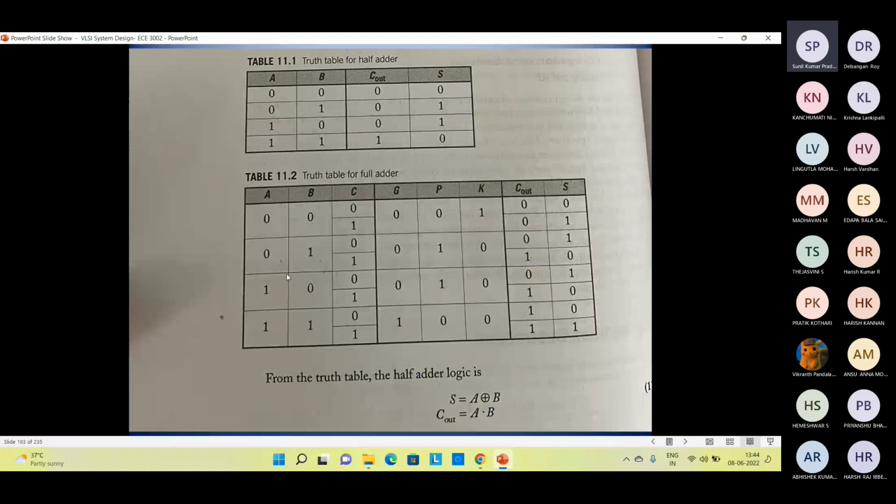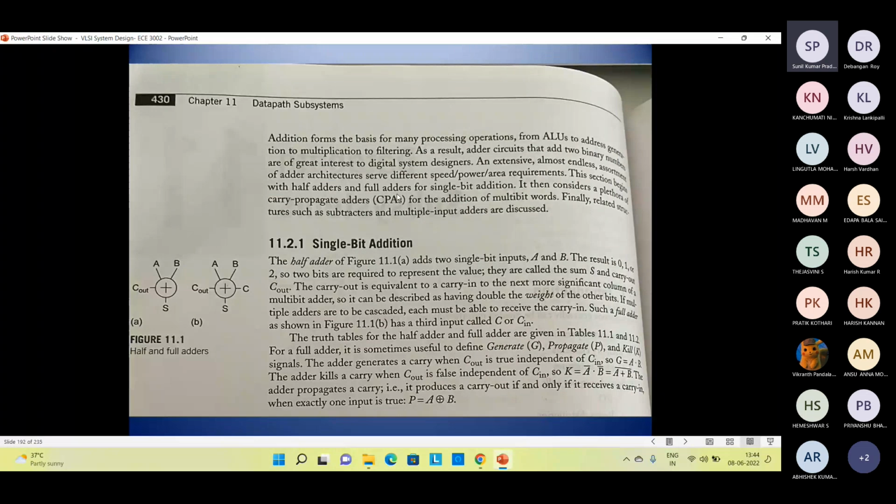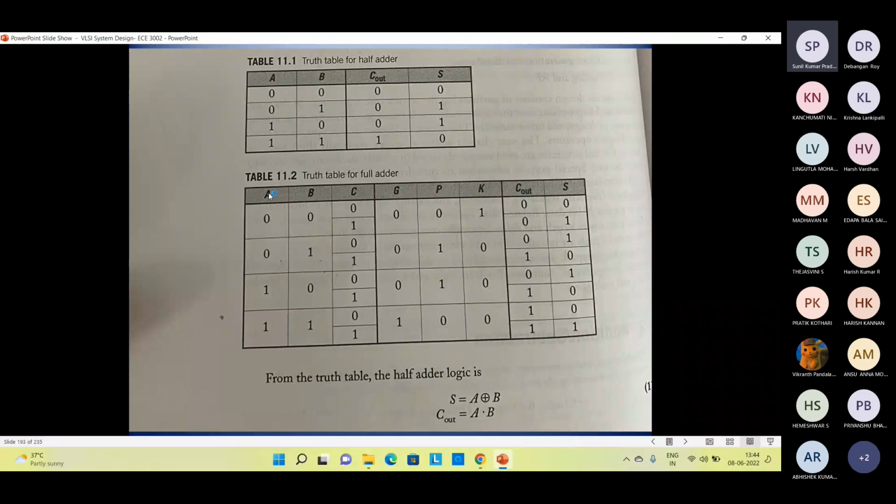So if you take into consideration this truth table, as you know, G is generate, P is propagate, and K is kill. We have two inputs, A and B, and four combinations are possible: 0 0, 0 1, 1 0, 1 1, and this extra third input that we call C in, which can be 0 or 1, 0 1, 0 1, and so on, and G, P and K will be 0 0 1, 0 1 0, 0 1 0 1 0 0. So all the combinations of it will be taken.